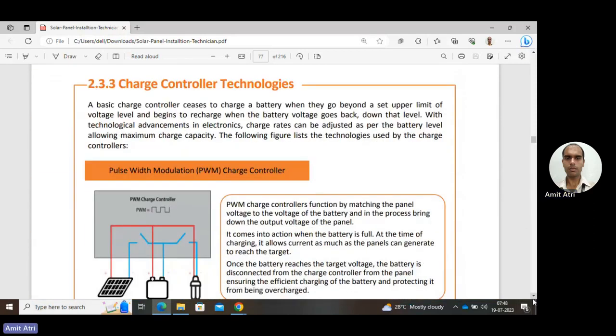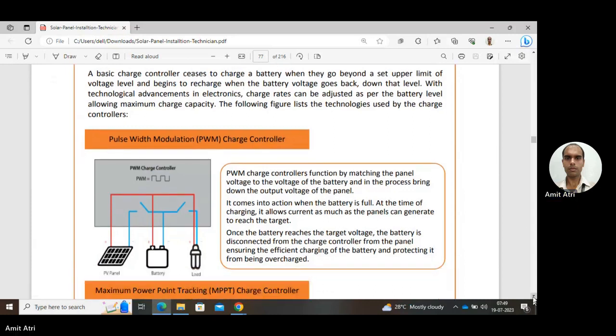Technologies for charge controller. A basic charge controller ceases to charge a battery when it goes beyond the upper limit of voltage level and begins to recharge when the battery voltage goes down to that level. With technological advancements in electronics, charge rates can be adjusted as per the battery level, allowing maximum charge capacity. That is a desirable condition, the maximum allowable capacity of the battery should be utilized.